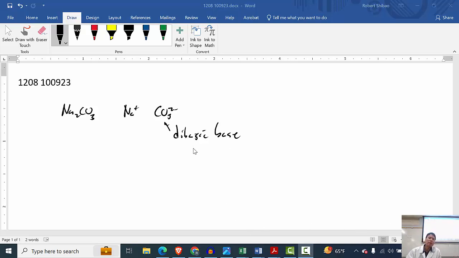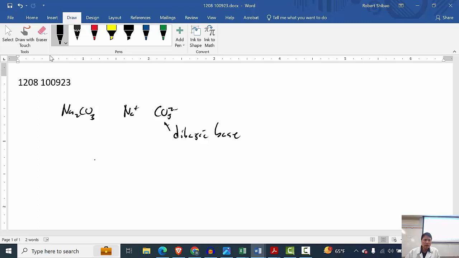A diprotic acid has two hydrogens it can donate. A dibasic base is capable of accepting two protons, or two hydrogens. And so let's take a look at what we do with the dibasic base. What we're going to do is look for all the hydroxide contributors to this.